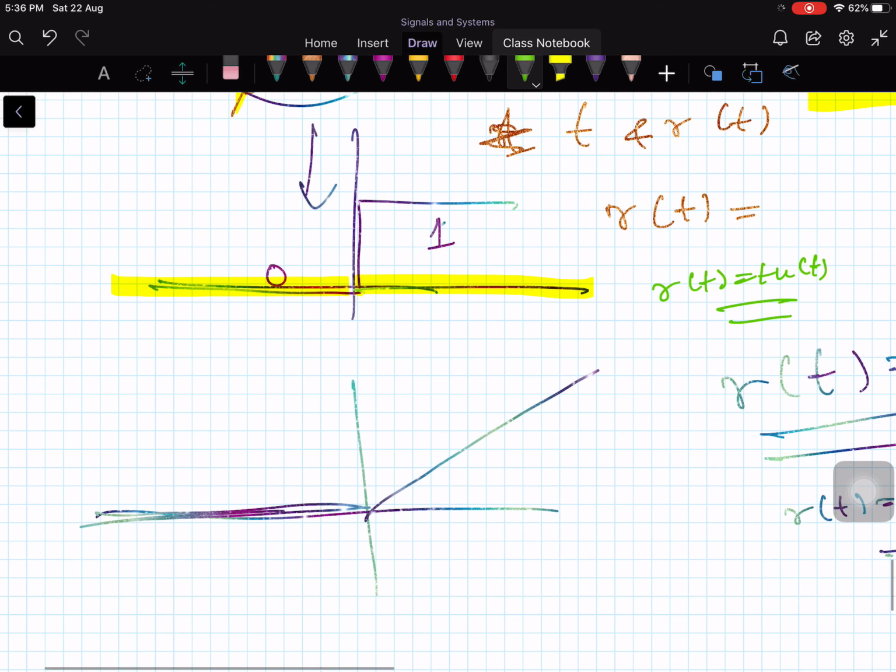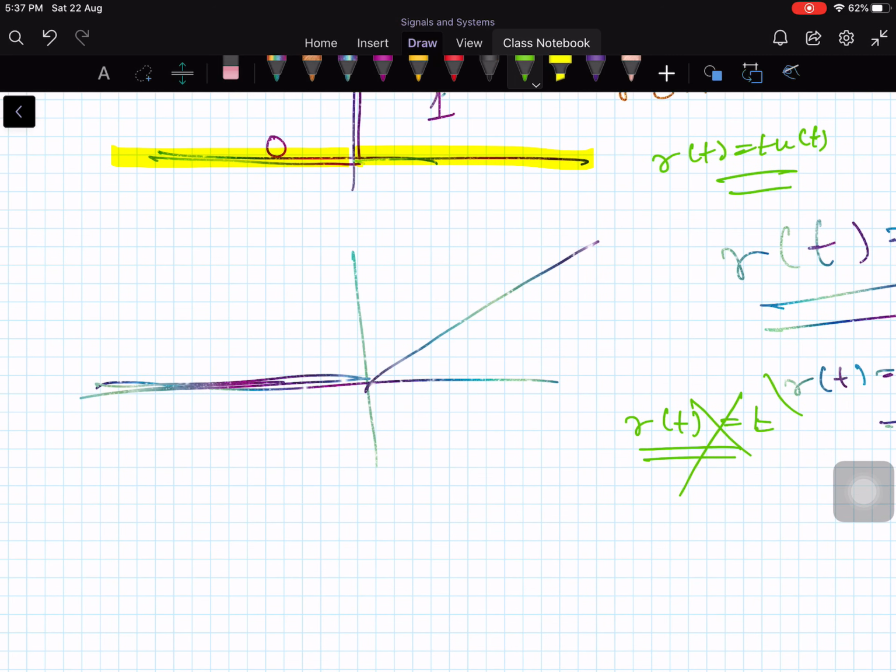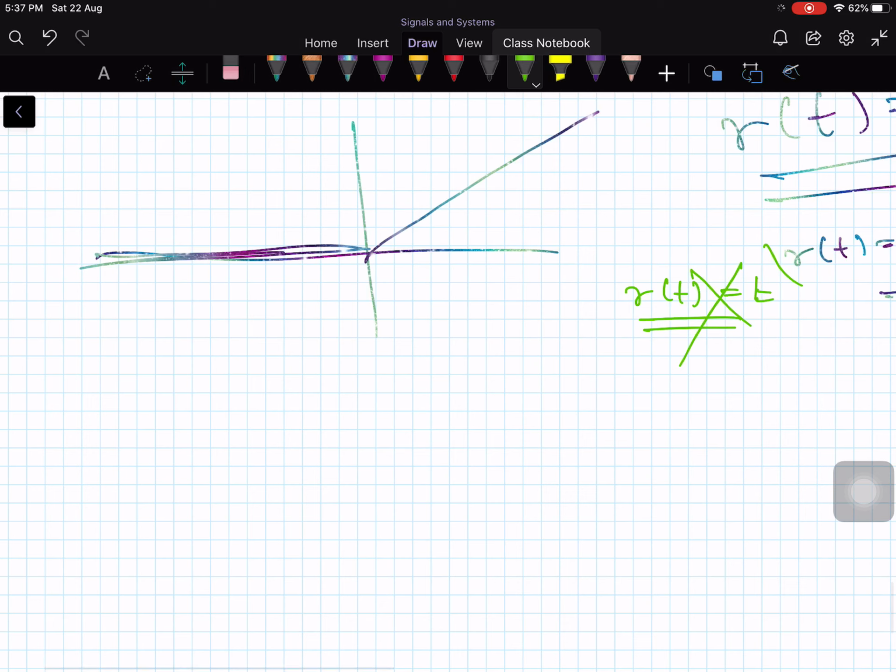Simply, you cannot write r of t equal to t. This is completely wrong. Don't write like this. R of t cannot be equal to t by itself. Okay, so that's all about the unit ramp function.